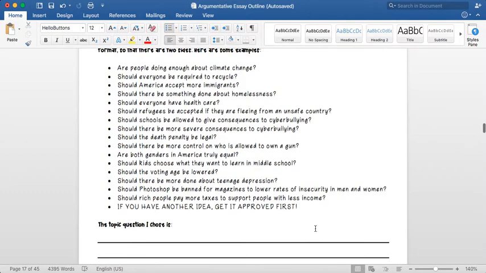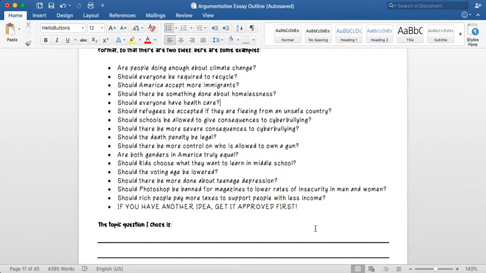And if you notice, the reason why it needs to be in question format is there needs to be two sides to the argument. So if you look at the first bullet point, it says, are people doing enough about climate change? Well, there's going to be two sides. Some people are going to think people are doing enough about climate change. Others are going to believe that we're not doing enough about climate change. And you're going to be responsible for choosing a side.